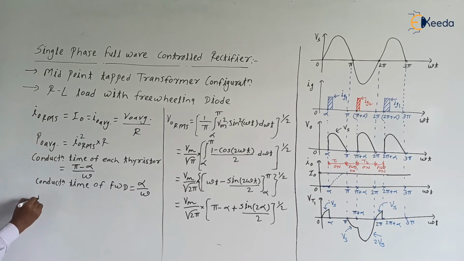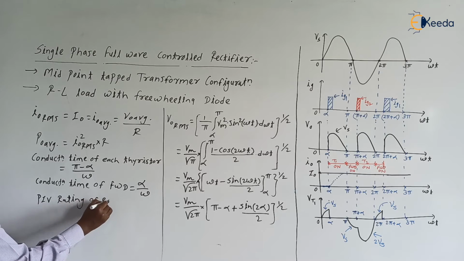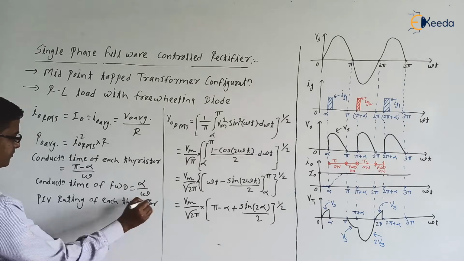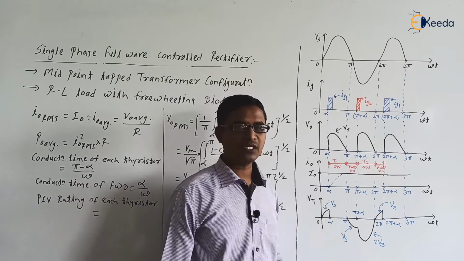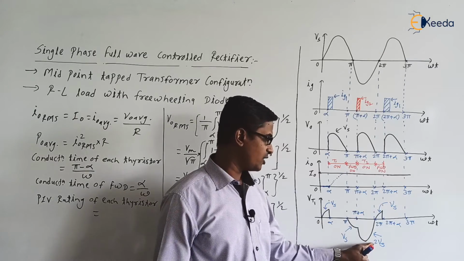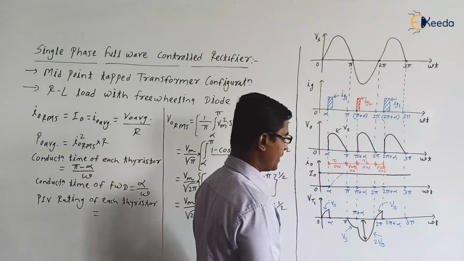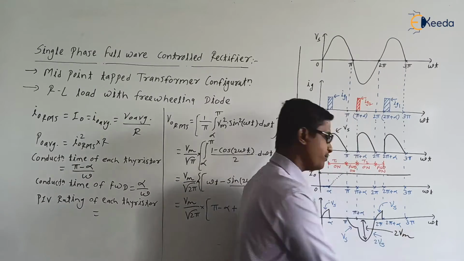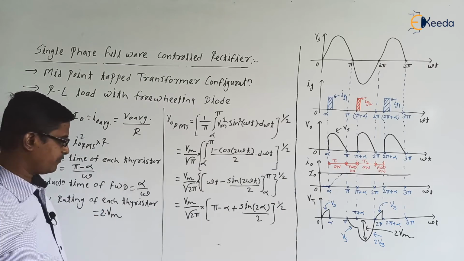Next, what is the PIV rating? PIV rating of each thyristor, is equal to, if you check thyristor T1 voltage waveform, that is VT1, it is having the voltage of 2 Vs. So what is the peak value of this voltage? It is 2 into Vmax, yes or no? I am writing here, it should be 2 into Vmax, 2 Vm. Are you getting the point?